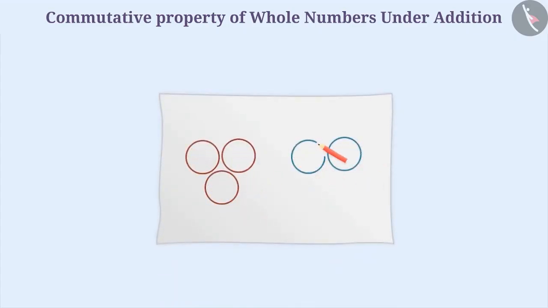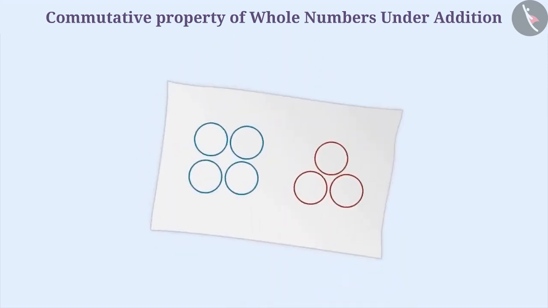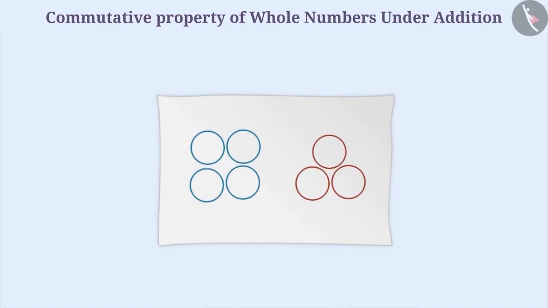Can we add two whole numbers in any order? Think about it. Let's suppose we draw 3 circles on the left and 4 circles on the right on a piece of paper. On doing so, the total number of circles we get is 3 plus 4 equals 7. If we rotate the paper this way, then the order of the circles will change. By doing so, there will be 4 circles on the left side and 3 circles on the right. Is there any change in the total number of circles? No. The number of circles is the same as before, that is 7.